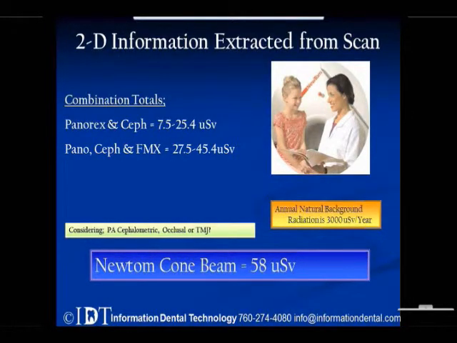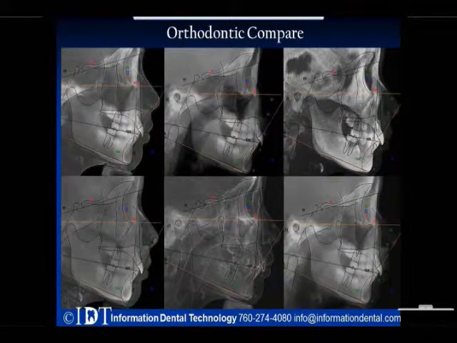And if we look at 2D information, the stuff that you guys are used to using, the pan, the staff, we're looking at 7 to 25 microsieverts. And if you throw in a full mouth, you're looking at 30 to 45 microsieverts. So in this particular study, the Dicom cone beam was 58 microsieverts. And so when we're comparing them, it's relatively low. And even if we look at the annual natural radiation, it's 3,000 microsieverts a year. So we're looking at very, very low numbers with a cone beam machine.